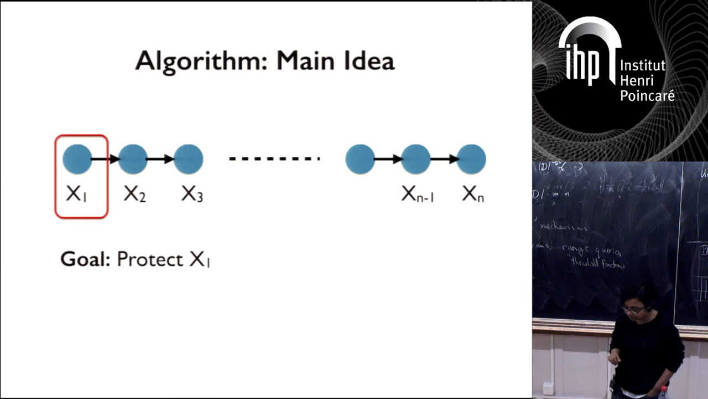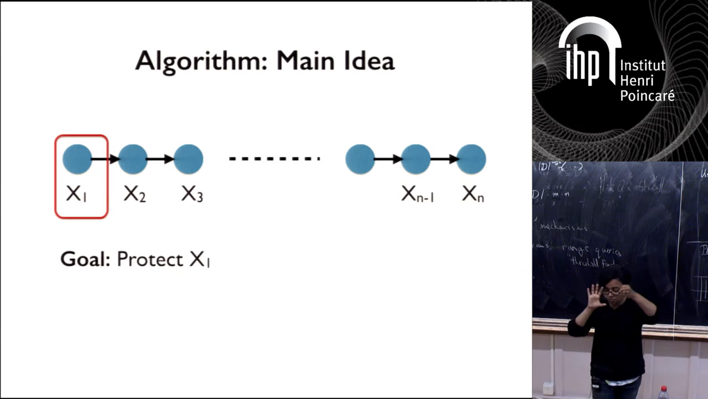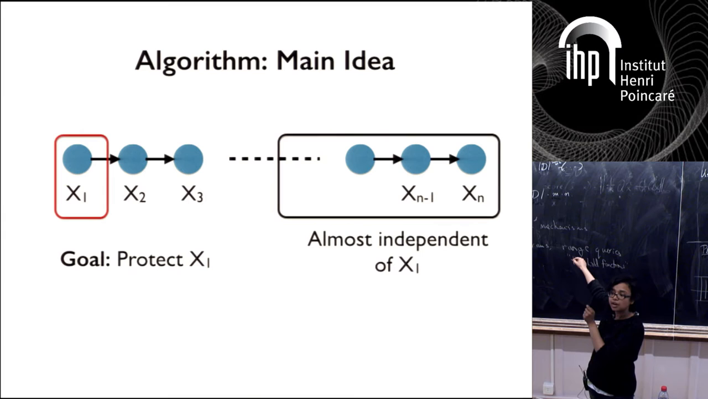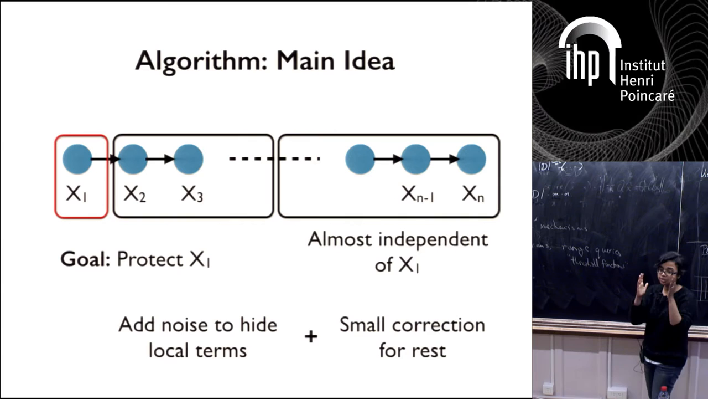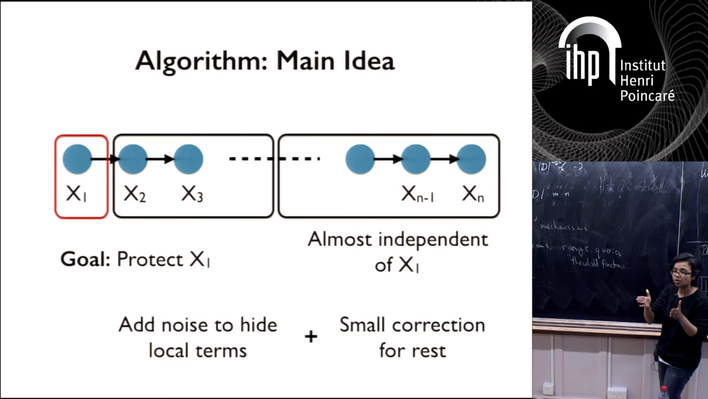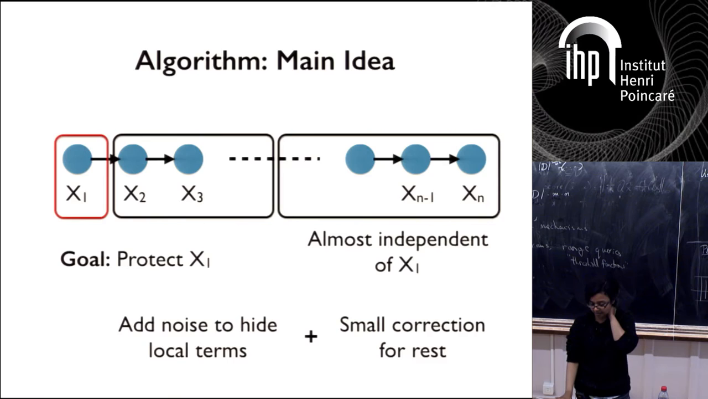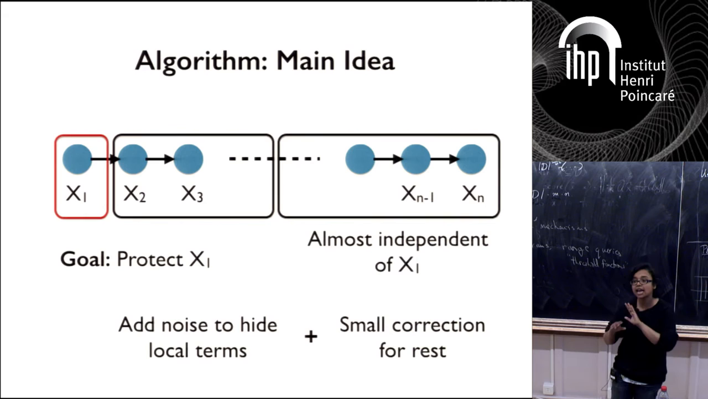So suppose we have a node in this Bayesian network, let's call it x1, and we want to protect x1, okay? Our main idea is if you look at the nodes that are really far off from x1, these are almost independent of x1, right? The correlation has decayed quite a bit. And then there are those nodes which are close to x1. So there are local nodes and there are remote nodes. What we are going to do is add noise to hide the private values of the local nodes, and then we'll add a small correction to account for the remote nodes, which are almost independent anyway. Okay? Now, the question is, how do we define local versus remote? And how do we find the correction?